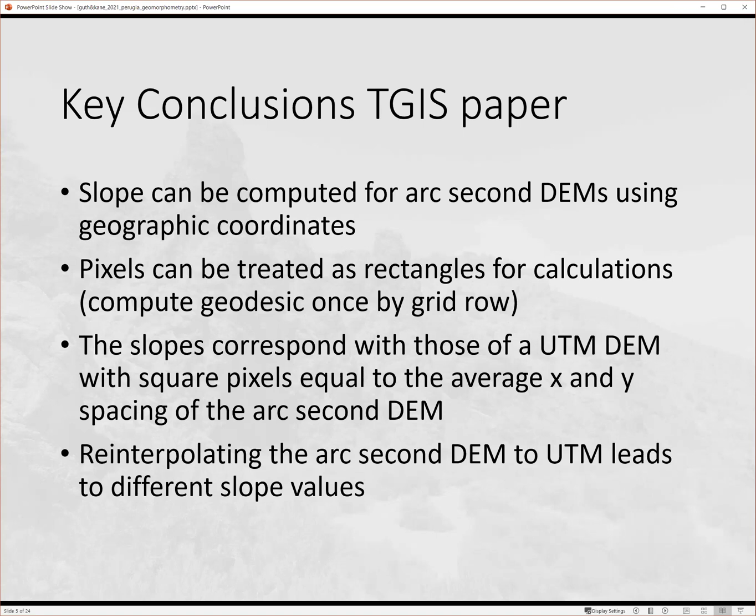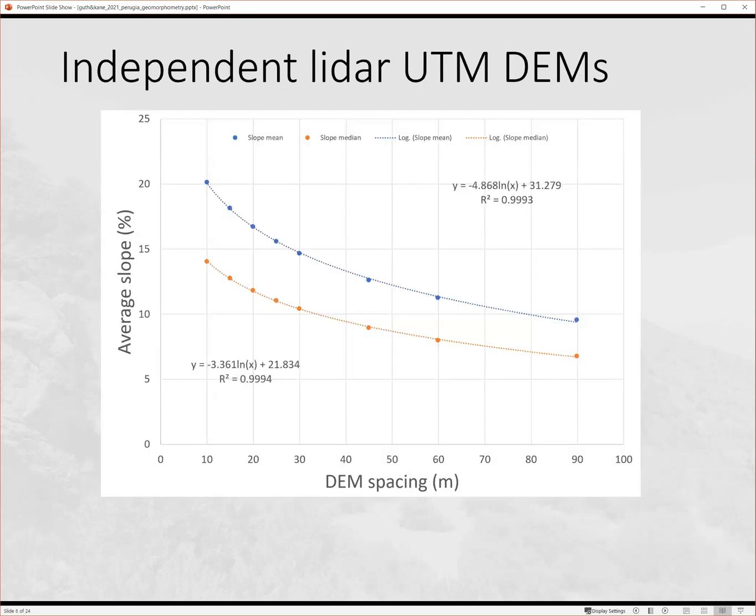The slopes of the arcsecond DEM correspond with those of a UTM DEM with square pixels of a size equal to the average of X and Y spacing. And reinterpolating the arcsecond DEM to UTM gives us different slope values.